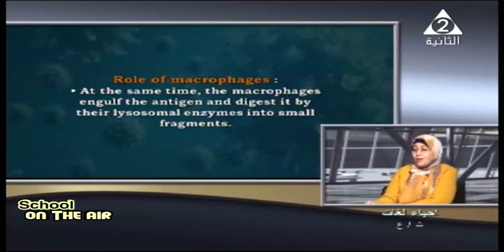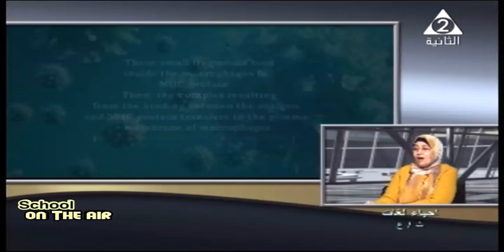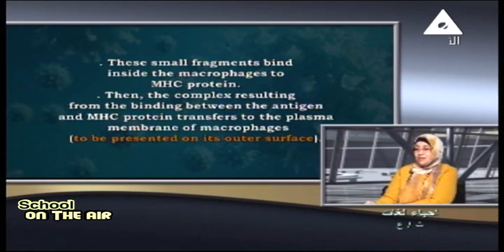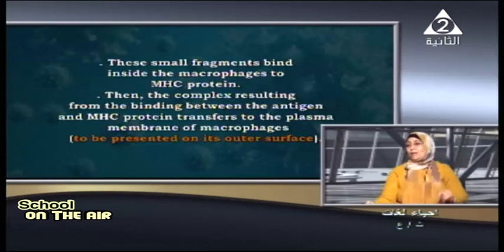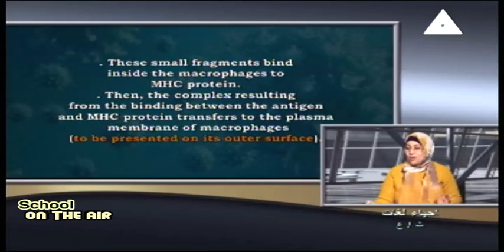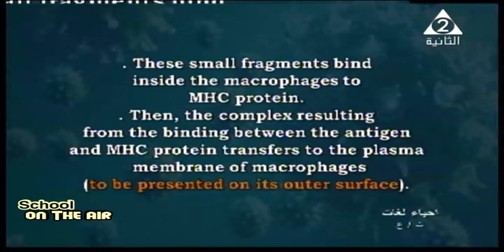Now we are going to see what happens after that with these small fragments. These small fragments coming from the lysosome bind inside the macrophage with the major histocompatibility protein. Then the complex resulting from this binding between the antigen and MHC is transferred to the plasma membrane. Plasma membrane means the outside of the white blood cell, the macrophage, so that it is presented on its outer surface.